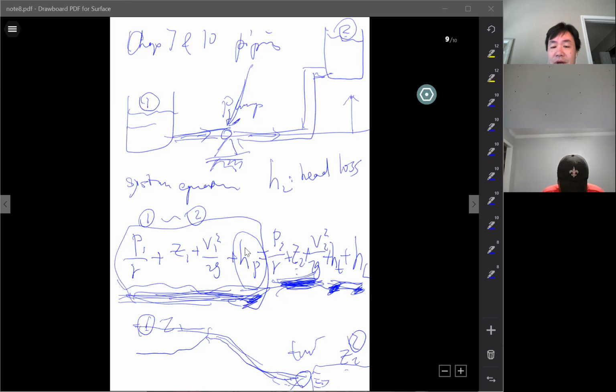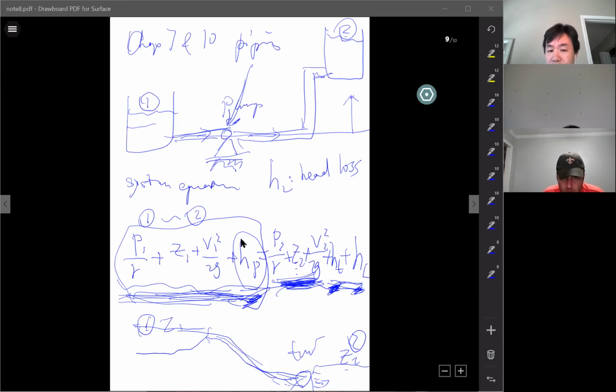The energy supplied to the system by the pump, we use pump head to represent it. If you have a pump, you see the manufacturer gives you a pump curve. A pump curve is basically the pump head versus flow rate, showing how the pump will perform. So HP is the pump head, how much energy is supplied to the system.